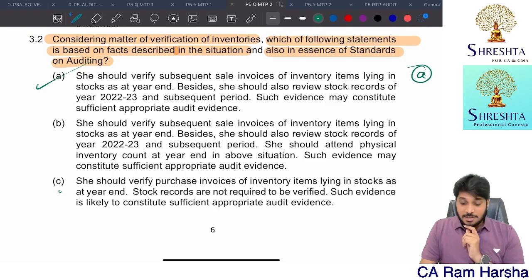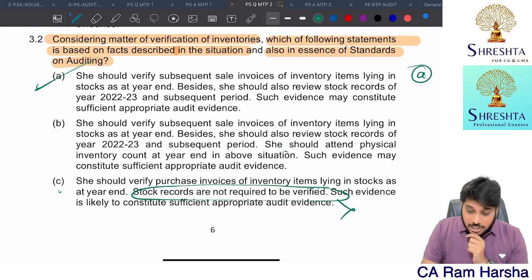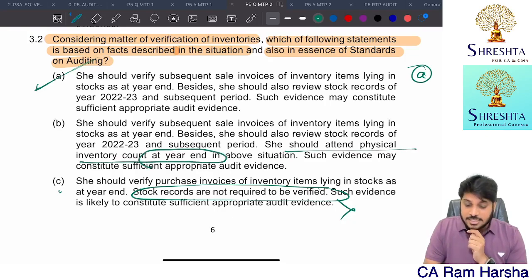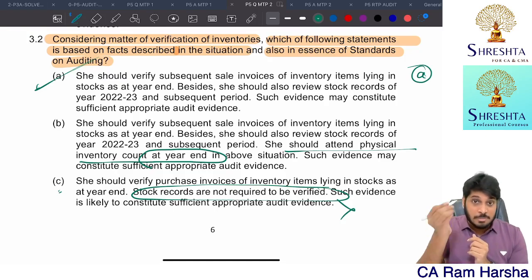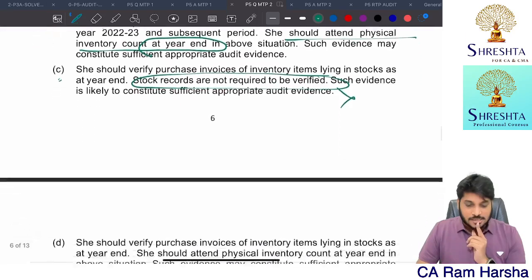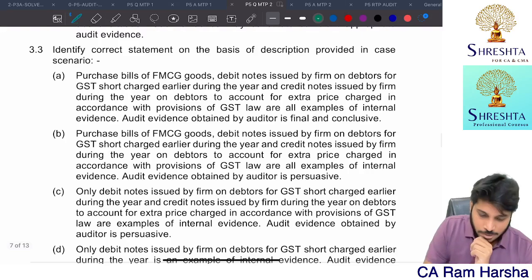B is also correct, but in B, this part is wrong. That's why I did not select C. A I selected. And B, why I did not select? She should attend physical inventory counting at year end, they said. She was appointed only after 31st March. How come she attended year end? So that's why B I have not selected. So A is correct. So tricky. This question I felt tricky among all the questions.